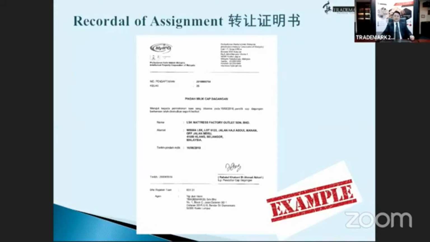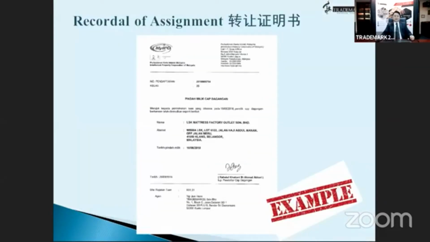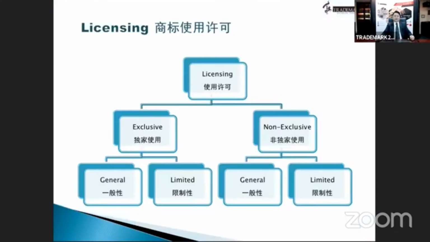So this is a sample of an assignment. Once you assign the trademark, they will give you a certificate for it, and I can show that to you because it's public record. All your trademarks are public records. We know who owns the trademark and who is the address for service, etc.